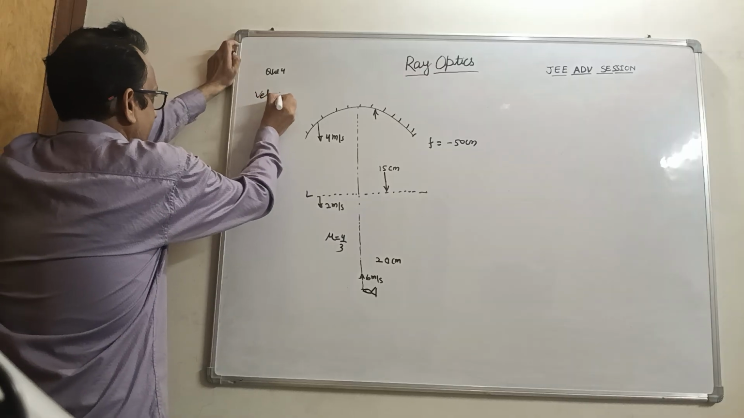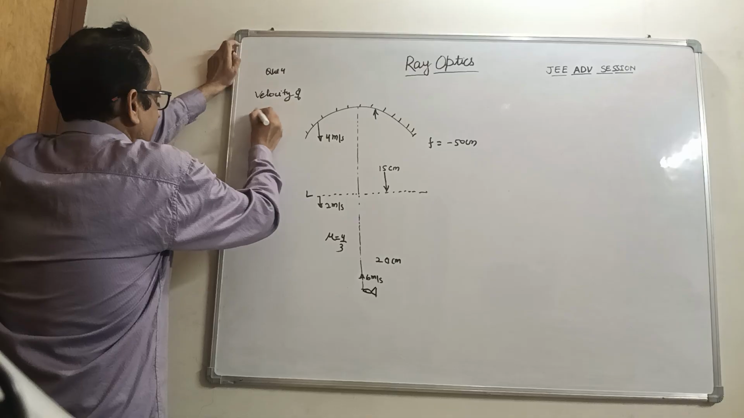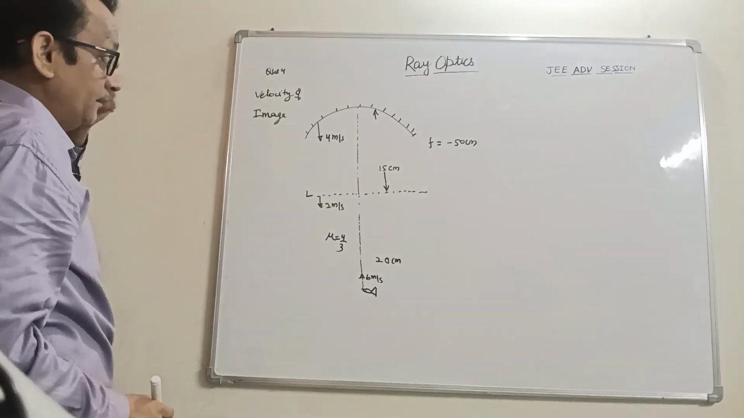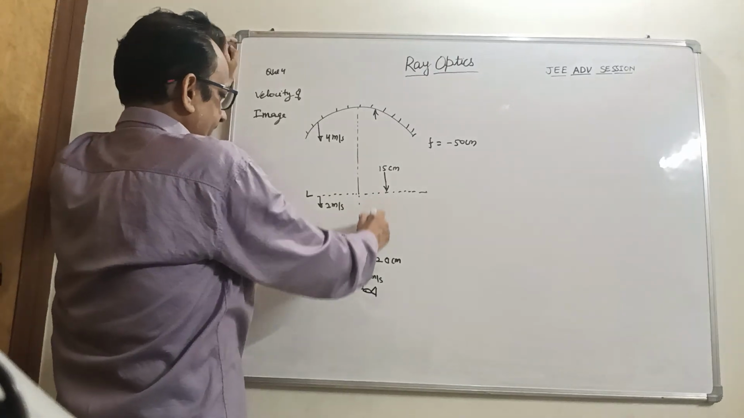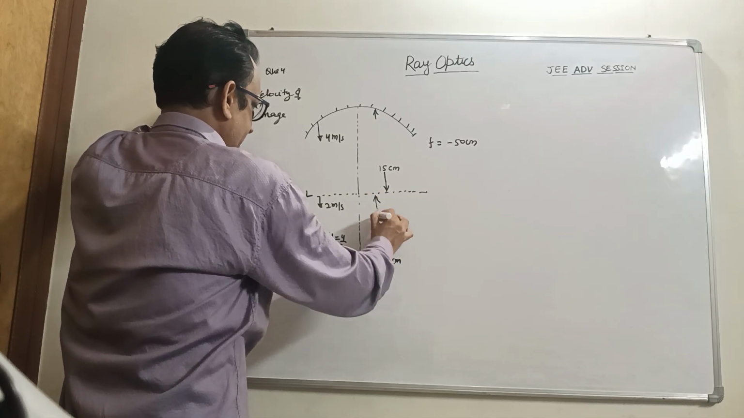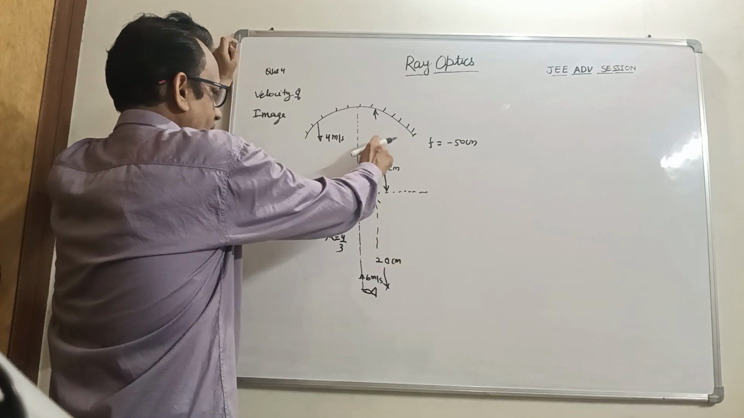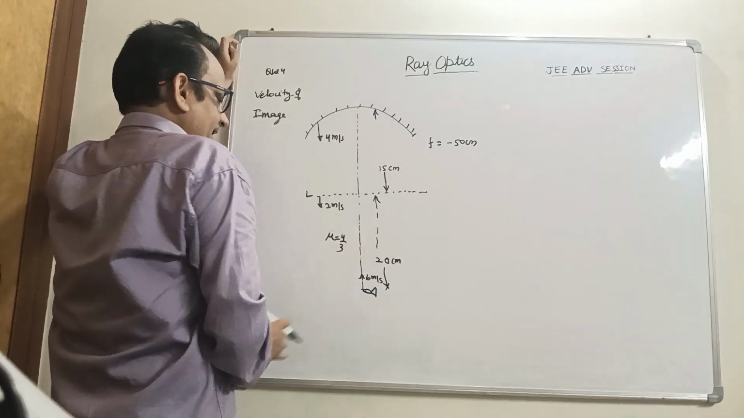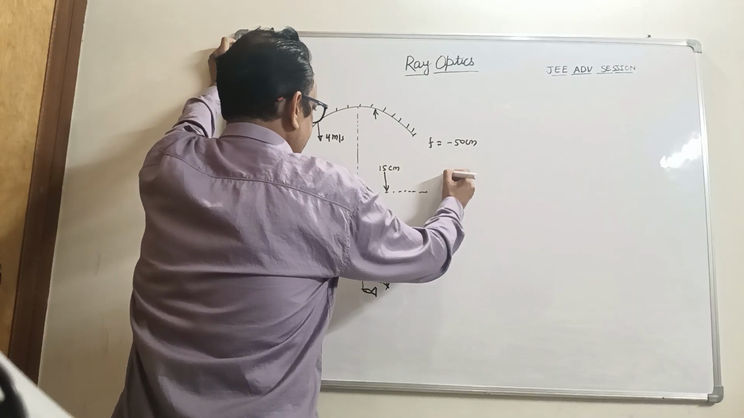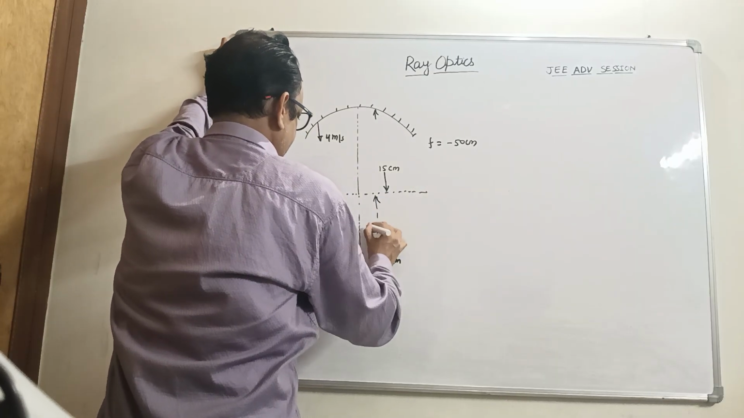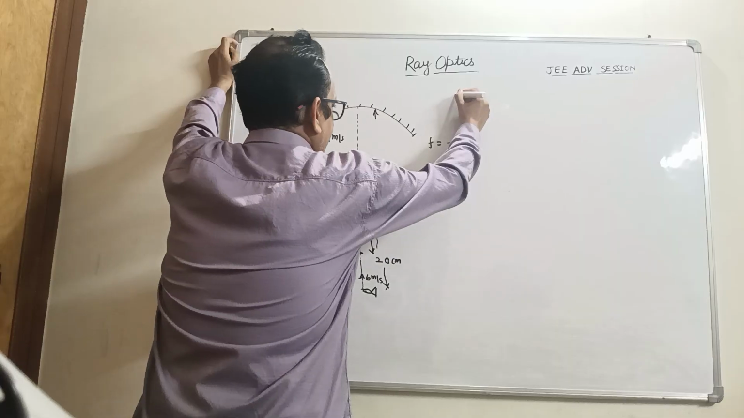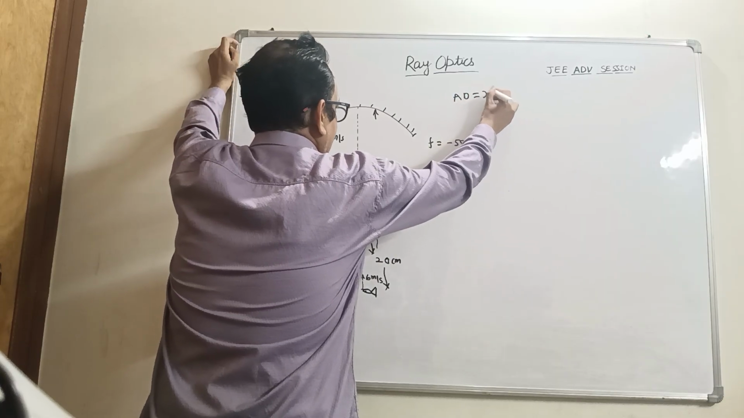We have to find here the velocity of image. So this is the actual depth of the fish in water, and seen from here the apparent depth would be less than 20. So apparent depth, let's say this is x.